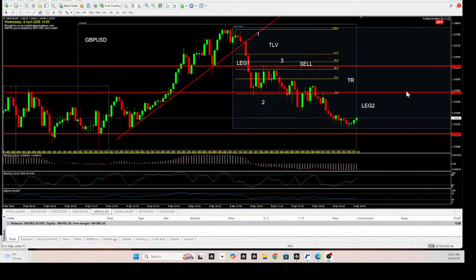So I've got on my screen here the British pound US dollar, and I'm going to walk you through a trade. This is our signature TLV. TLV stands for trend line violation right here, and then a formation of 1, 2, 3 down. And at that point number 3, we did a sell because we hit our Fibonacci bounce recovery and did a sell right in there, and it went down.